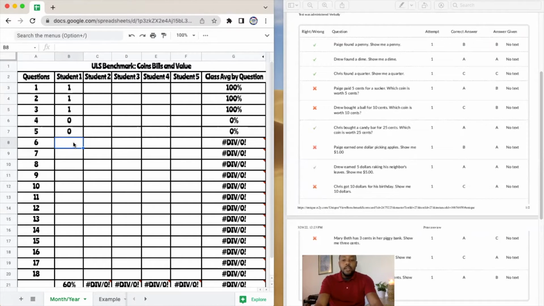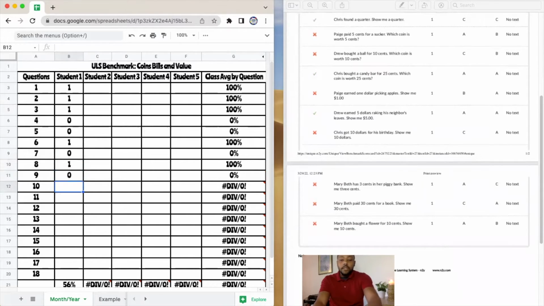So on number 6, they got that question right, which says which coin is worth 25 cents. Paige earning $1 got it wrong. Drew right. Chris wrong. Okay. And the last 4, of course, are incorrect. So once there are 4 consecutive errors, I just like to put in the letters CE so I know that there were consecutive errors right there.